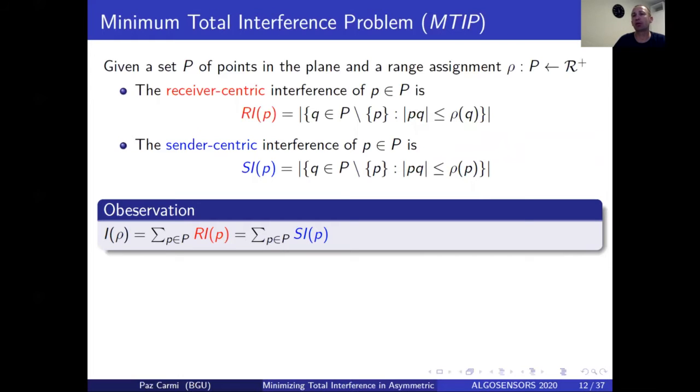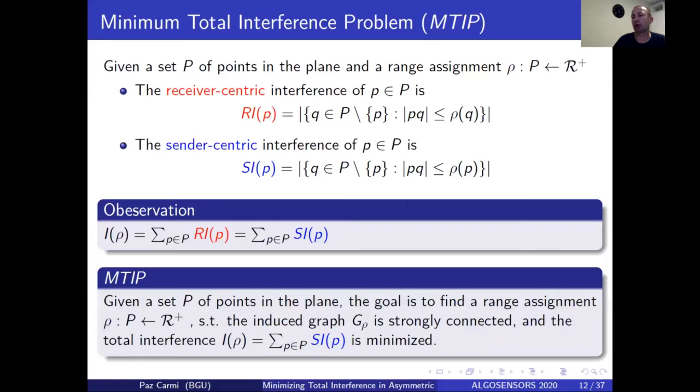And a nice observation is if we look at the total interference, which we mark as I of the range assignment rho, which is the sum of all the receiver interference, it's actually equal to the sum of all the sender interference. Therefore, from now on, we can restrict ourselves to sender interference in this talk because the sums are equal.